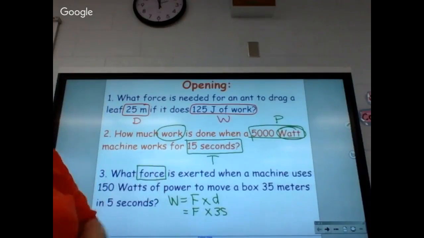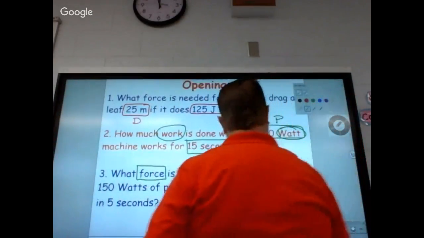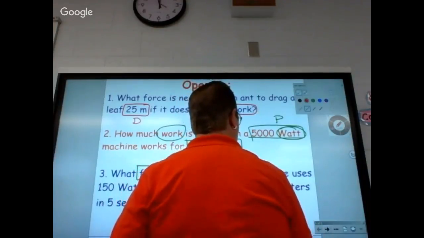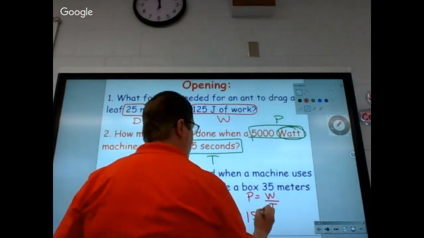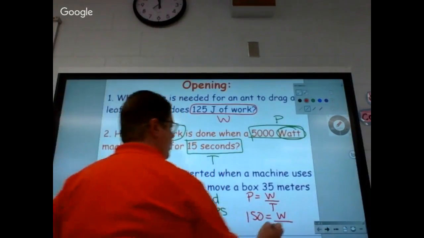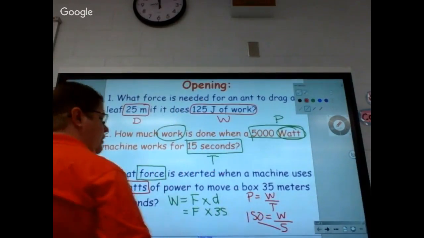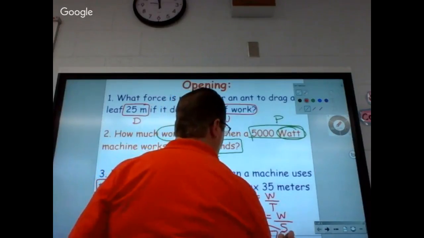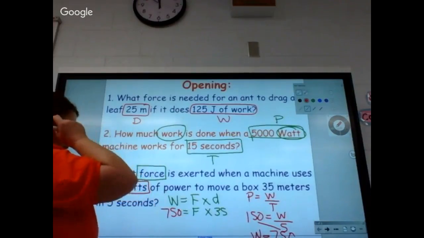So what did we say yesterday we would do if I don't have the work? I got to use the other formula. So I'm going to use power equals work over time. So what's my power? Power is 150, right? So 150 equals work over what's my time? 5. So what's 150 times 5? 750. So my work is 750. So now I'm going to put my 750 right there.